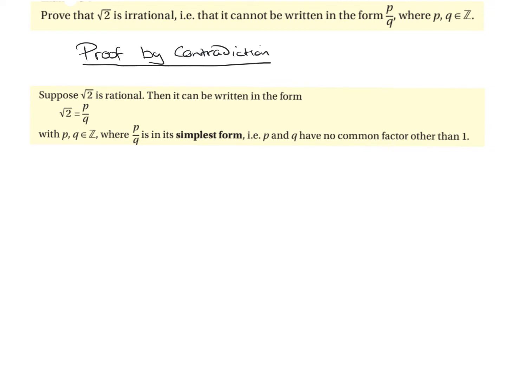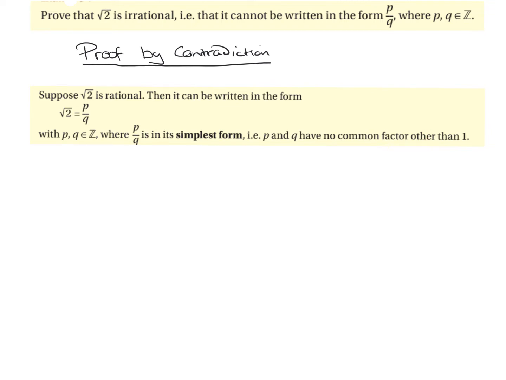Okay, so we're assuming that root 2 is rational, and it can be written in the form root 2 is equal to some fraction p over q, where p and q are integers, and it's in its simplest form. Now guys, this is the crux of this argument. What we're saying is p and q have no common factors other than 1.